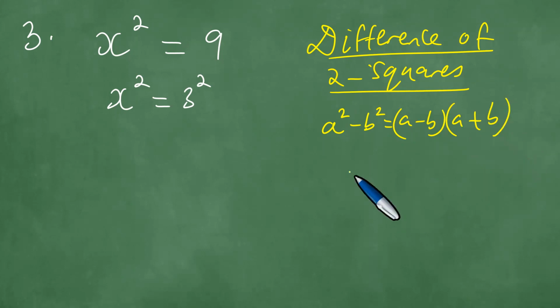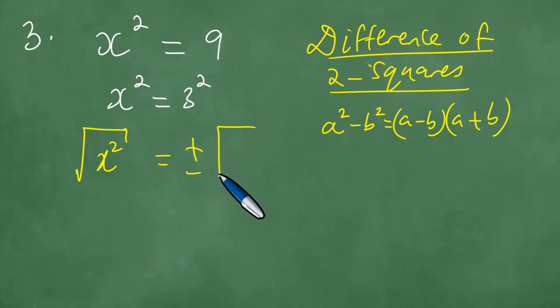The difference of two squares means that if you have a squared minus b squared, it's a minus b into a plus b, correct? So we can use that here. But one way to do this if you have squares, which kids find very easy, is to take the square root on the left and the square root on the right, because you want to remove the square. But when you take the square root, you put a plus or minus, so that you have x equals plus or minus.